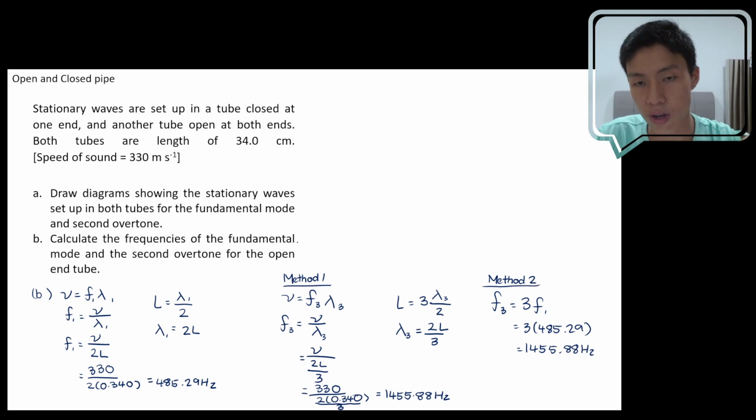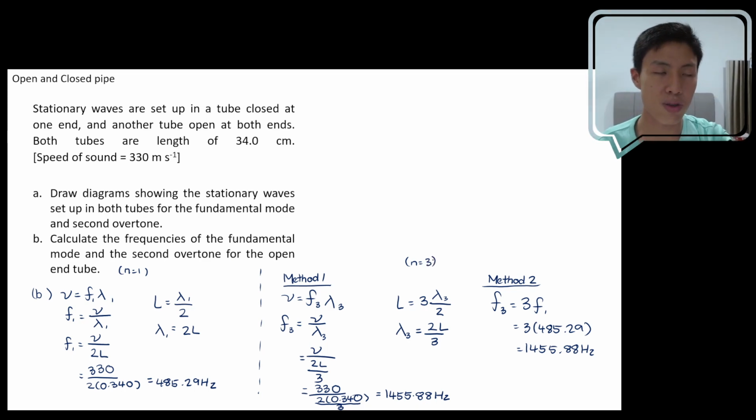Okay, so I'll split here because this one is for n is equals to 1, this one is for n is equals to 3. Okay, so again, it looks very similar to the question. You just use v is equals f lambda, but you need to figure out the relationship between the length of the pipe and the wavelength. Once you're able to figure that out, the rest is just substitution.